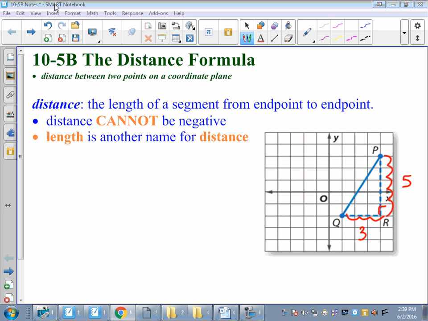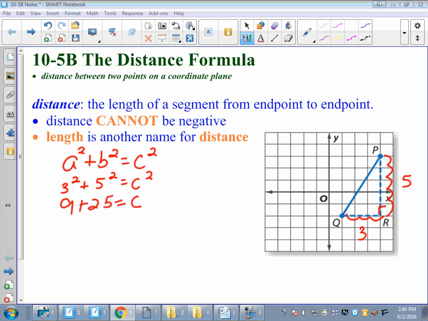And so I could use the Pythagorean theorem to actually figure out the distance between P and Q. So I could say a squared plus b squared equals c squared, or 3 squared plus 5 squared is equal to c squared. 9 plus 25 equals c squared. That's 34 is equal to c squared. And so when I take the square root, that value there is the square root of 34. And so the length here would be the square root of 34.